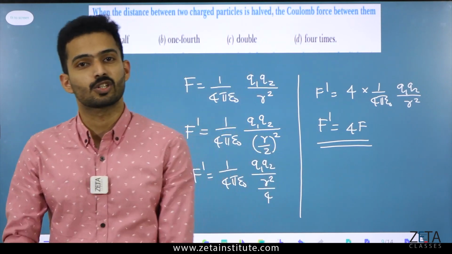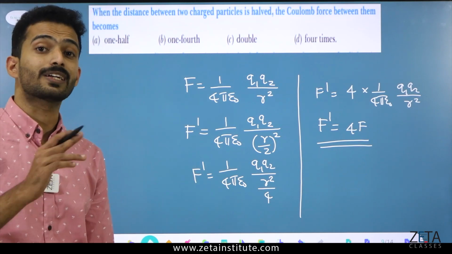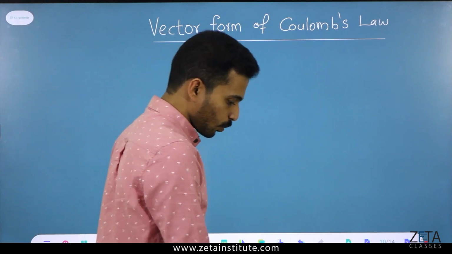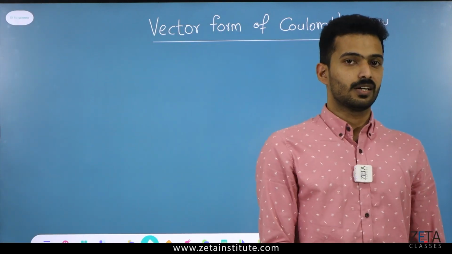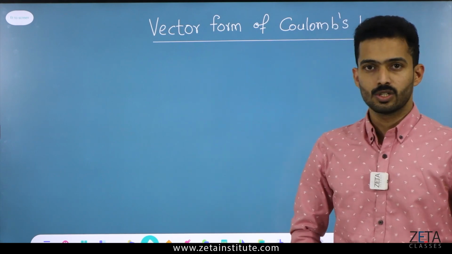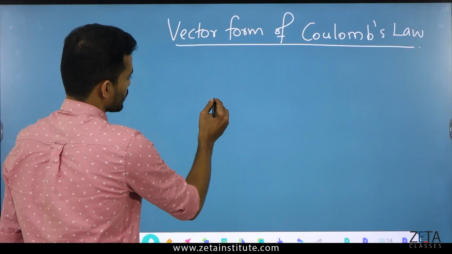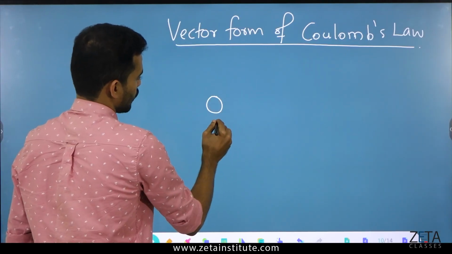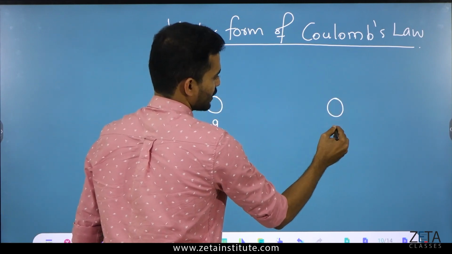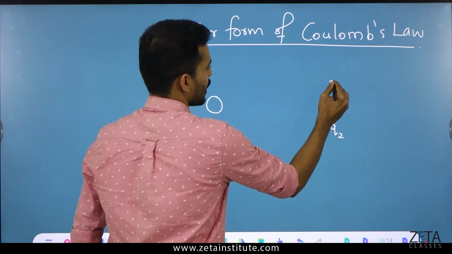Okay, so let us move to the next topic related to Coulomb's law, that is the vector form of Coulomb's law. Previous year we have already studied about vectors. So we are writing the vector form of Coulomb's law. Consider two charges, one is Q1 and the second charge can be taken as Q2. This is the first charge and this is the second charge.